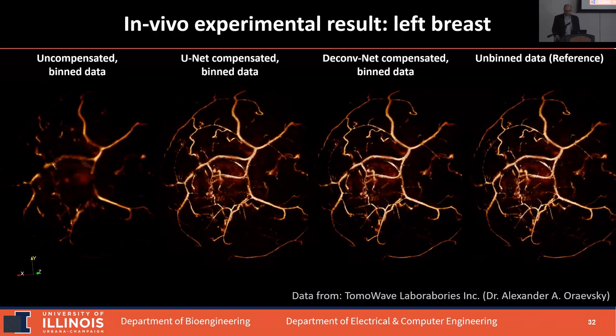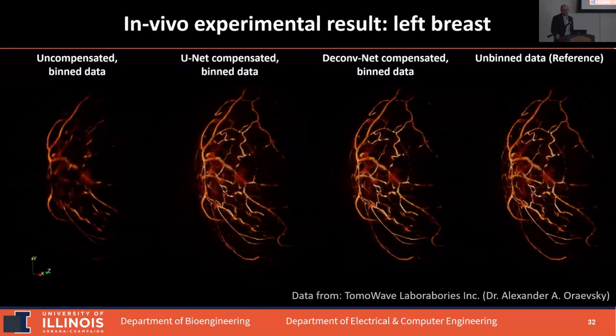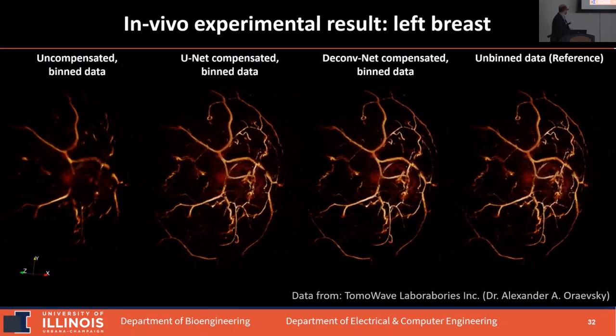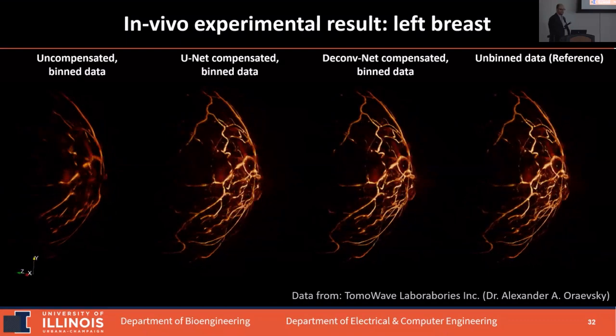And excitingly, these are results from experimental breast data from TomoWave. On the left, this is what happens if you don't compensate for the SIR. The middle two are showing the results where we did compensate, and the reference is on the right, which is the unbinned data, right?